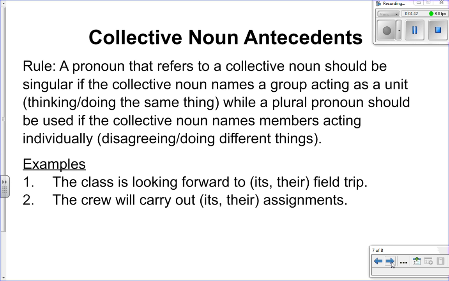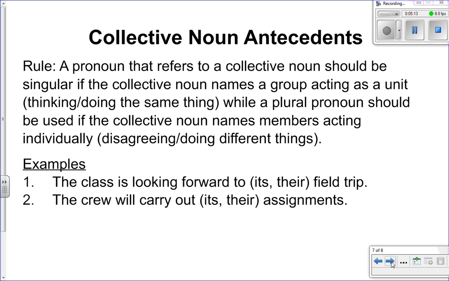Now, the next type of antecedent is the collective nouns. And remember, collective nouns are those words that look singular but refer to groups like jury, crowd, class. Now, a pronoun that refers to a collective noun should be singular if the collective noun names a group acting as a unit. So they're all either thinking the same thing or doing the same thing. While a plural pronoun should be used if the collective noun names members acting individually, which means the members of the collective noun either disagree about something or they're literally doing different things.